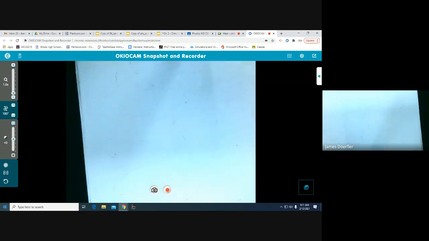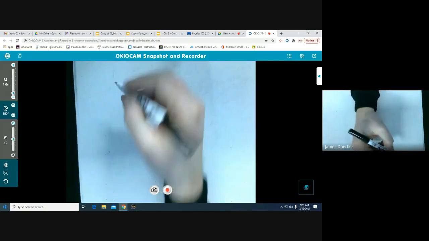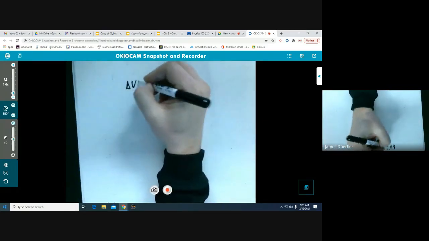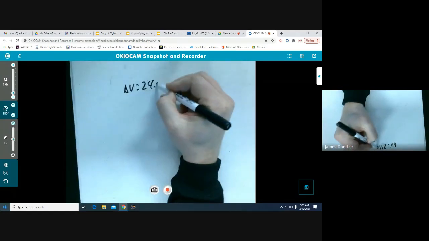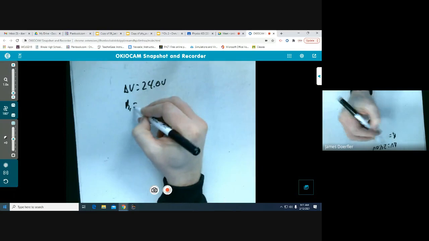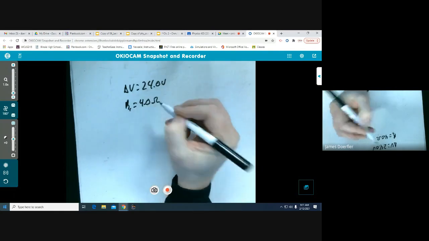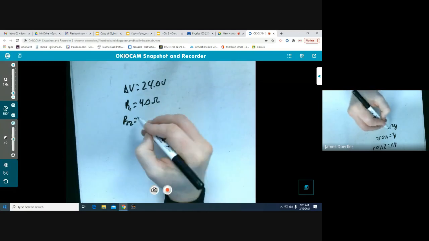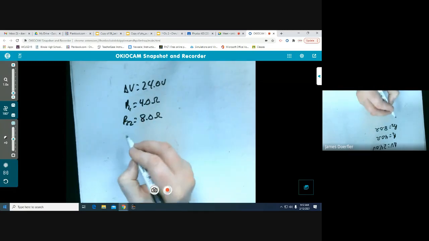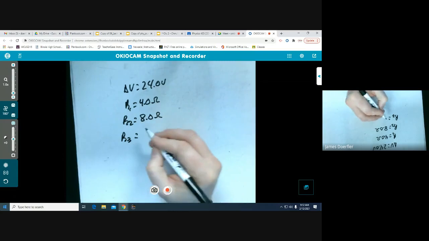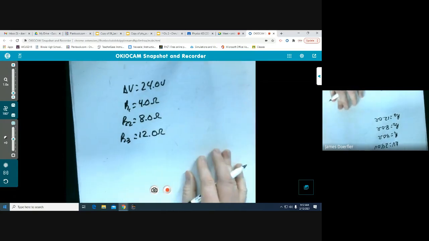But number 3 says a 4.0 ohm resistor, an 8.0 ohm resistor, and a 12.0 ohm resistor are connected in parallel across a 24-volt battery. A, what is the equivalent resistance? B, what is the current in each resistor? So, do we know what our potential difference is? 24 volts. One resistor is 4 ohm. Our second resistor is 8 ohm. And our third resistor is 12.0 ohm.